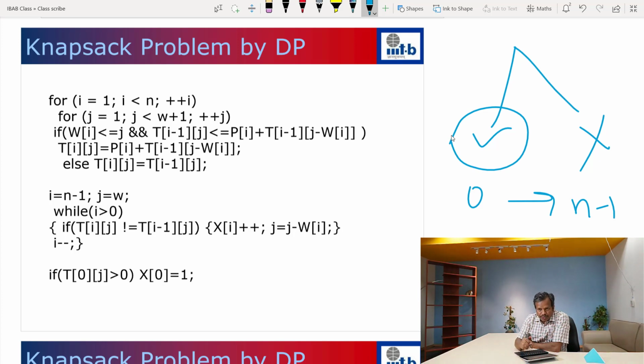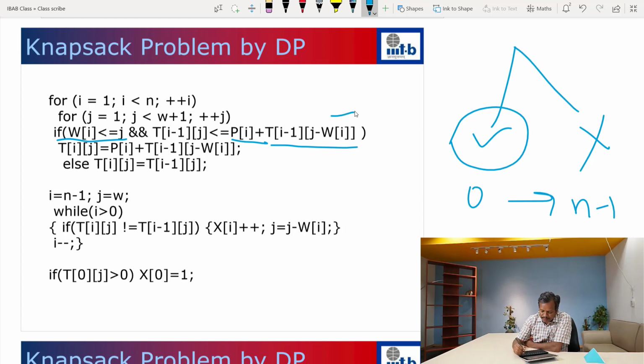If I have to choose the ith item, the weight of the item should be smaller than or equal to the weight of the knapsack, which is j, so that if I pick this item, it will fit into the knapsack. The profit that I make if I pick the ith item is P of I. The remaining items that I have to pick will be from T of I minus 1 comma j minus wi.